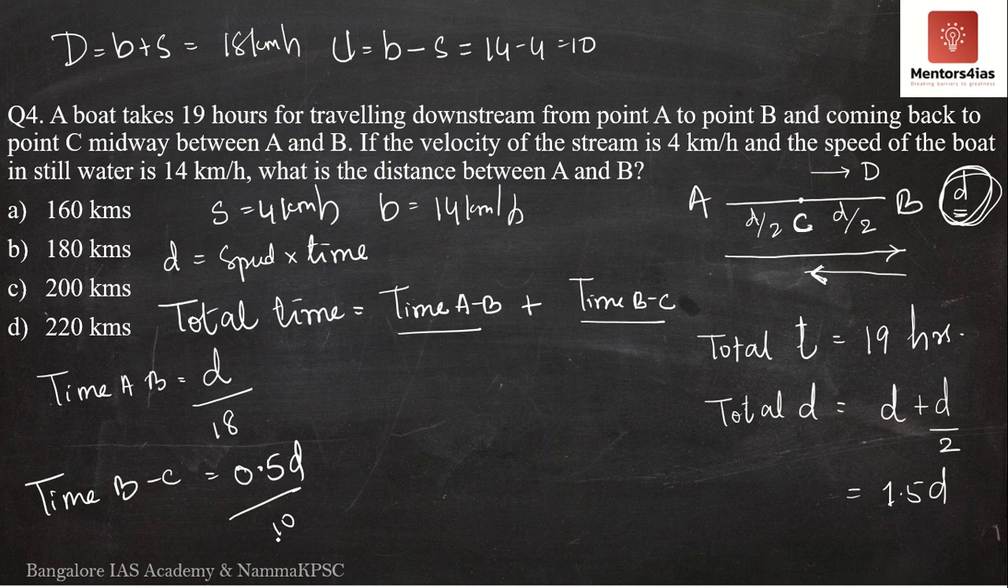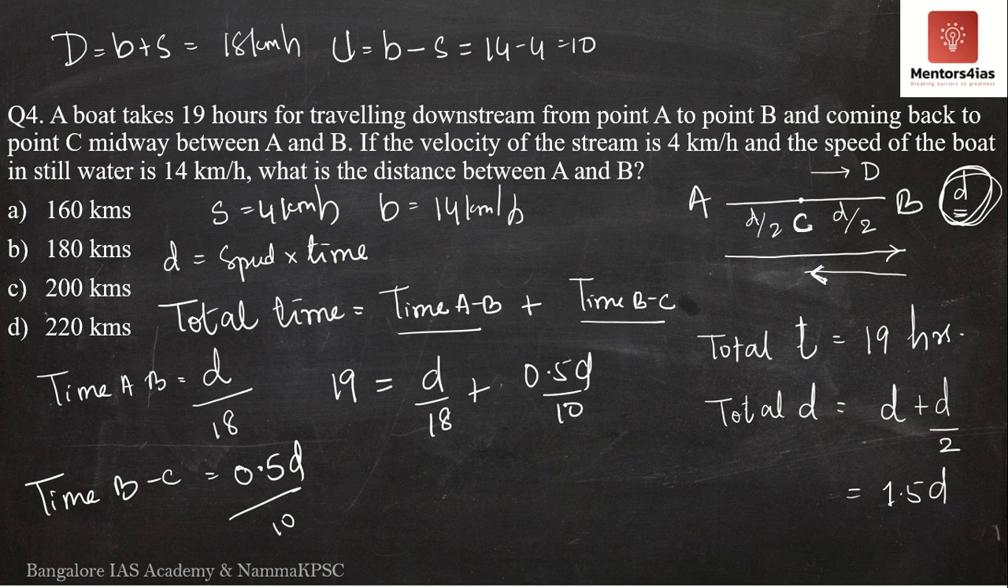So now I am going to substitute total time as 19 hours. The time taken to travel from A to B as D by 18 and the time taken to travel from B to C as 0.5D divided by 10. So what do we have here? Total time is 19, which is equal to time taken to travel from A to B, which is D by 18, plus time taken to travel from B to C, which is 0.5D divided by 10.